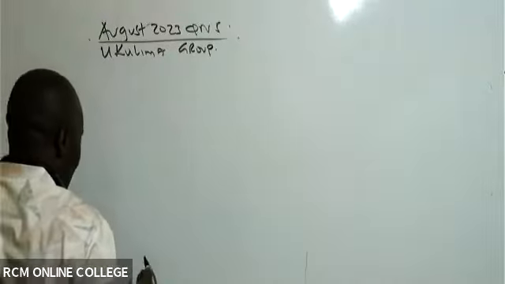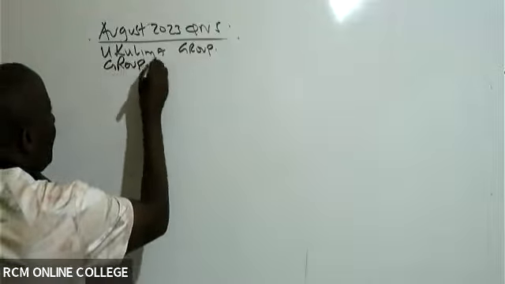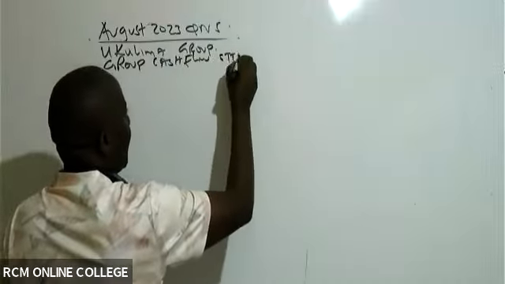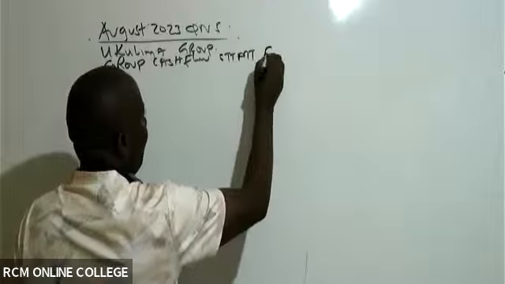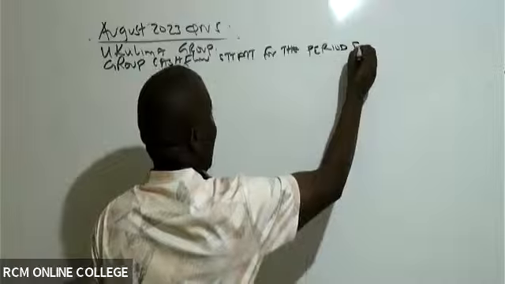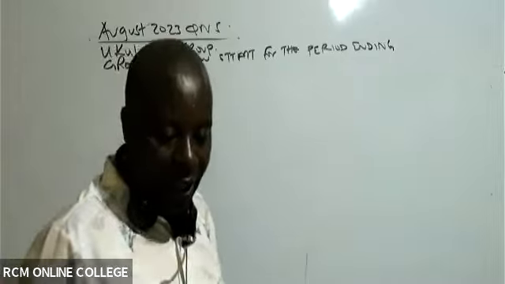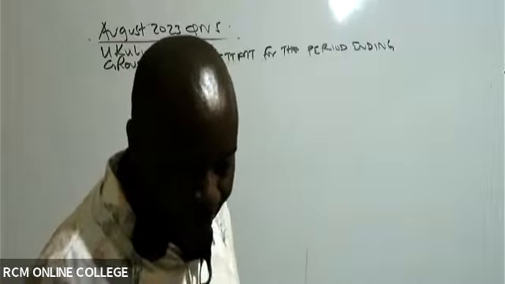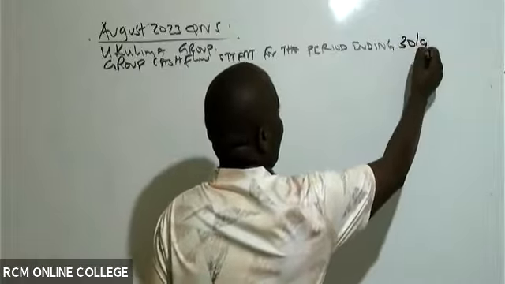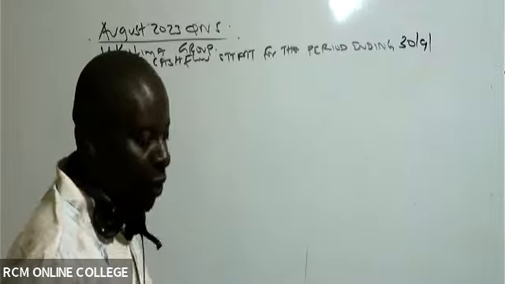So under Ukulima Group, what are we doing for Ukulima Group? We are giving them a group cash flow statement for the period ending, of course, that one I know you guys are able to get these very fast written down, 30th September 2022.